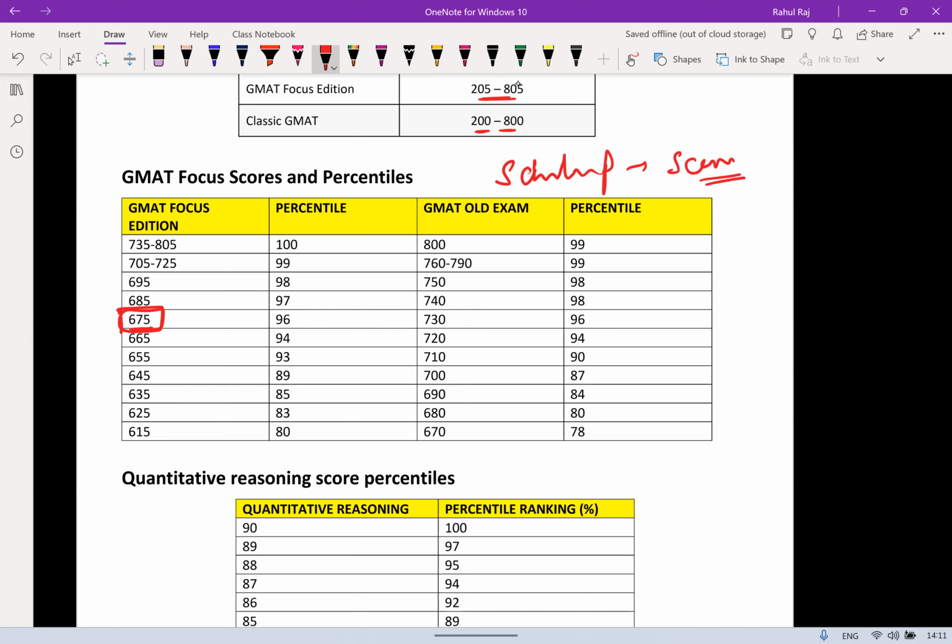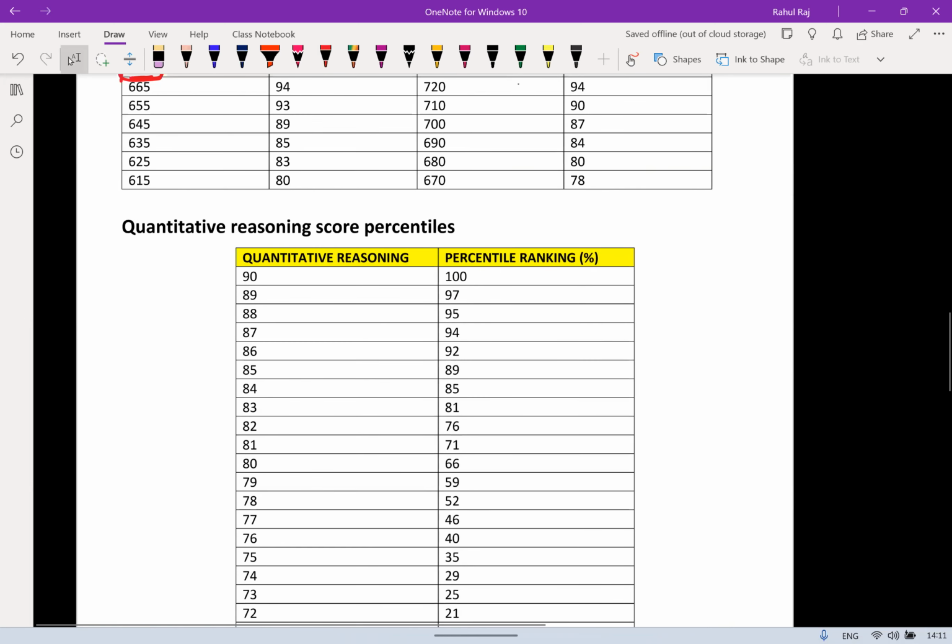100%, nothing less than 635 for sure. Anyone, any problem? The scoring pattern, I'll anyway send it to you. You can go ahead and look into it. But now you see here, I'll just show it to you.